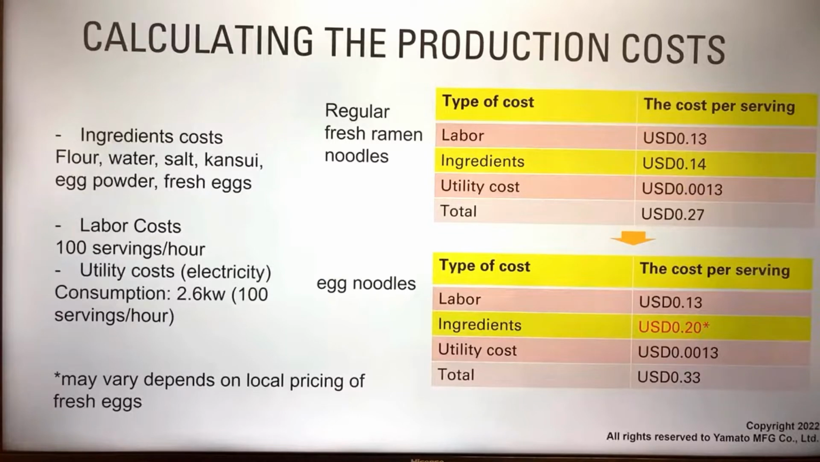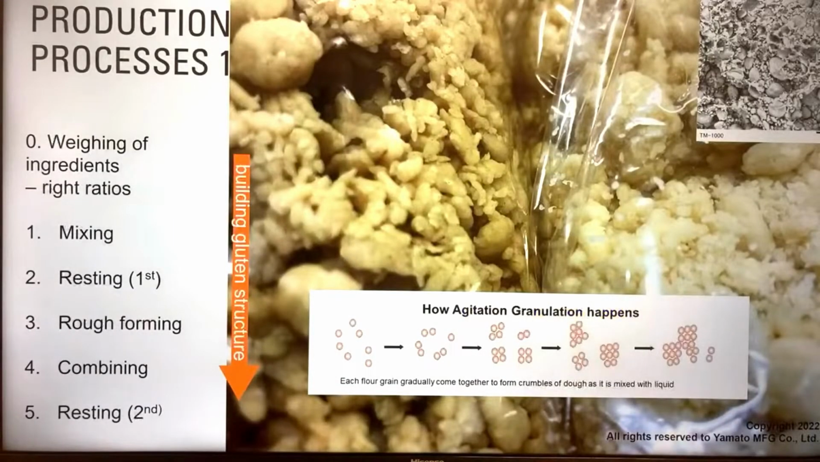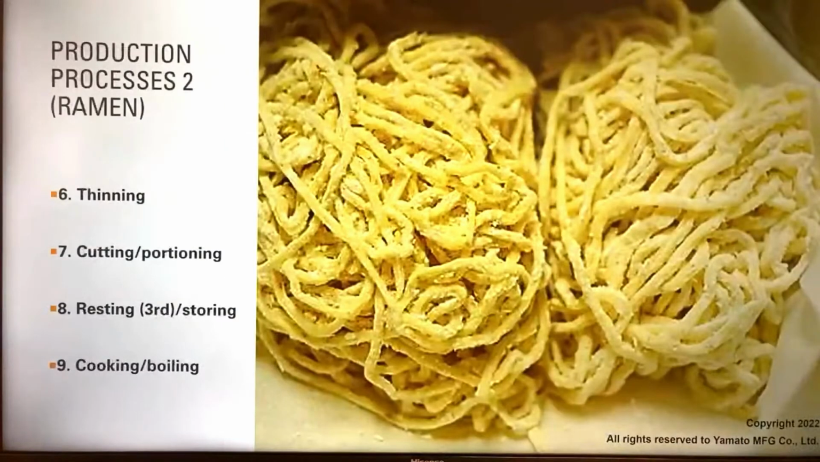All right, so the rest of the slides just talk about all these production processes, and we'll probably just go through them with you while I make egg noodles, and we're going to explain one process at a time. We basically make dough, then thin the noodles, cut it, portion it, rest it, and then cook it.